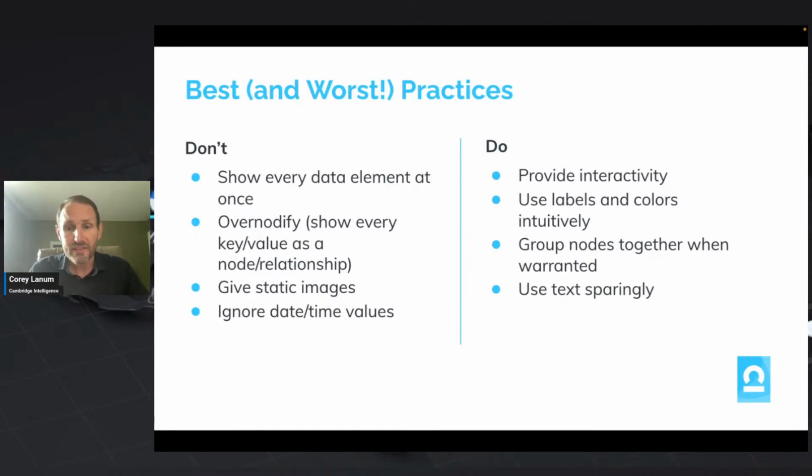And then do group nodes together. So for example, when I talked earlier about having tens of thousands of items, maybe I can say all items that share a common property can be shown as a group, and drill down into the detail of that group when the user asks for it, to simplify or summarize the chart. So I'll show you an example of that too. And then I talked about using text sparingly so that we're not over-labeling things.